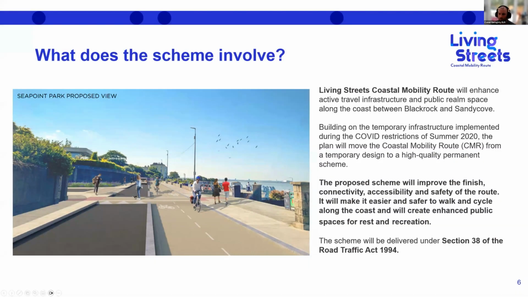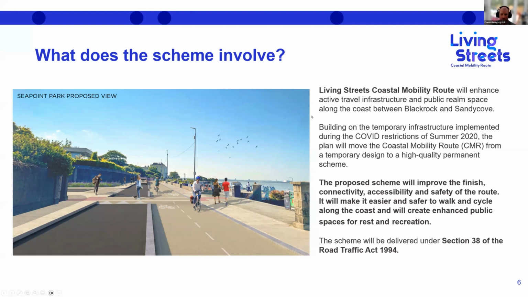So at a very high level, the purpose of this scheme is to build on the Coastal Mobility Route that was deployed during COVID, in response to COVID, and to take the good from that scheme, considering all the feedback we got and the research that was done, and to propose a scheme that will improve the connectivity, accessibility and safety of the route. While it's been well received, there are some issues that have been identified, so this scheme is hoping to deal with them.